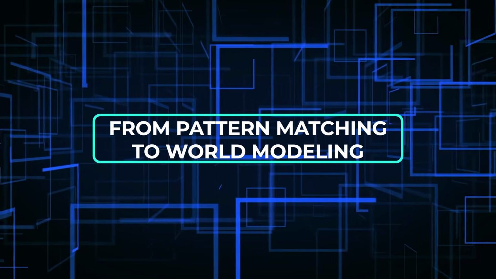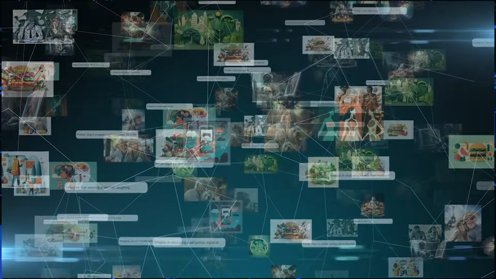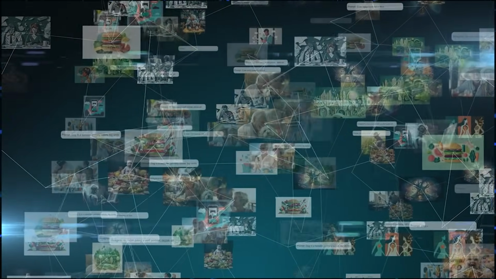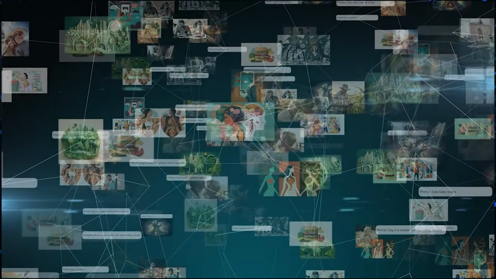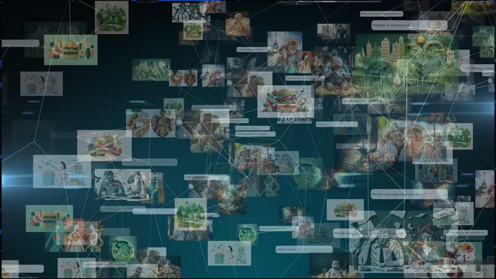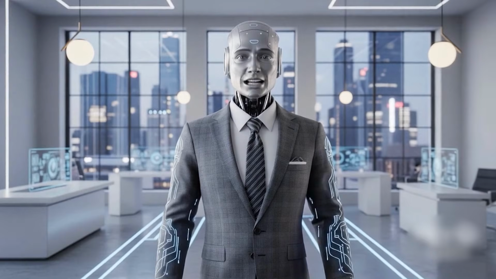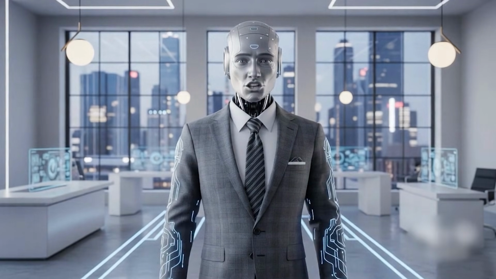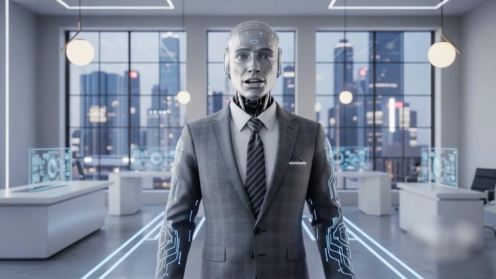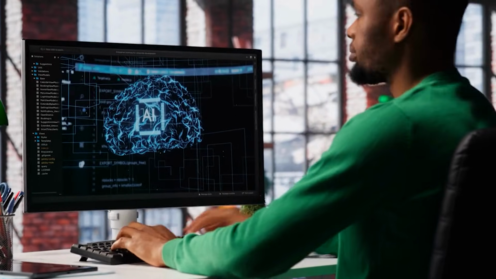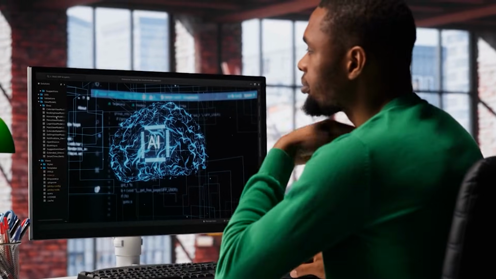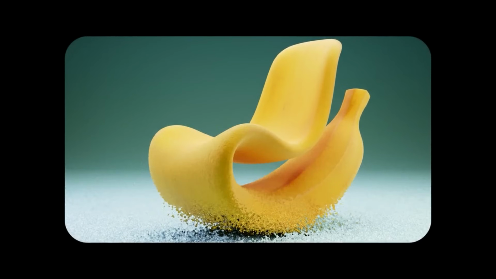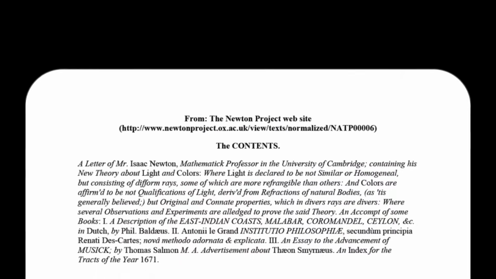From pattern matching to world modeling. Traditional image models rely heavily on statistical pattern matching. They've seen millions of images, so they remix what usually goes together. Nano Banana 2 Pro appears to go further. It builds an internal representation of a scene, a world model, and renders from that. That's the same conceptual leap that happened in language models when reasoning improved. Vision is now following the same trajectory. And that's why this moment feels different.